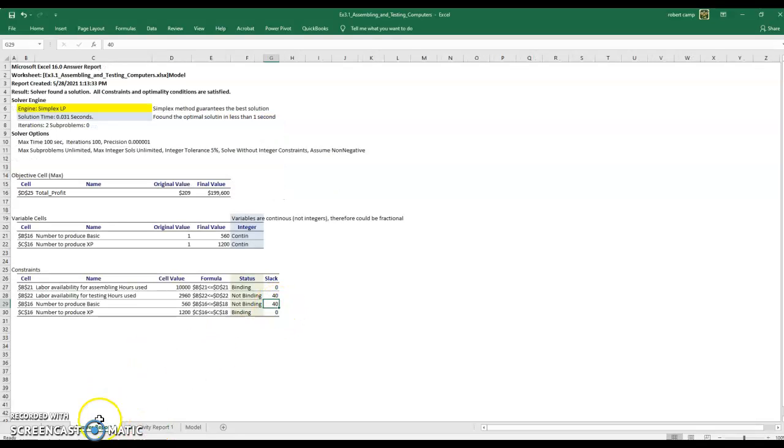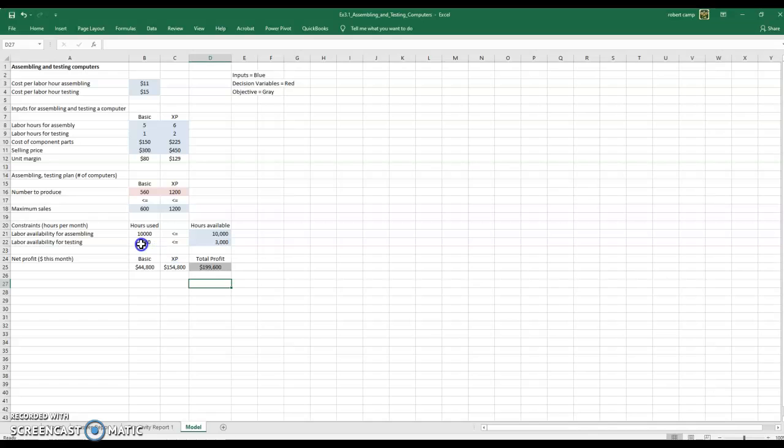And once again, on the answer report, the binding and the non-binding thing is a very, very huge thing. Obviously you could look at it and go, hey, look, I've used all there and there, so I know those are binding. But they're important things to be able to identify. All right then, so that is everything that we have for this problem.